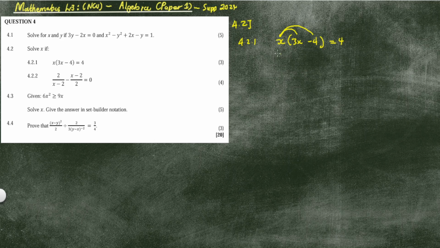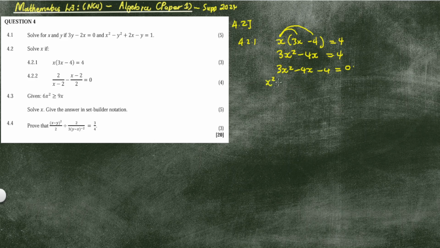After removing the bracket, we're going to have 3x² − 4x = 4. Hence I'm saying there are three ways of simplifying. It's a quadratic equation, right? They don't specify the method, so you get to decide. I'm feeling like using completing the square for this one. Let's go ahead and do that one.